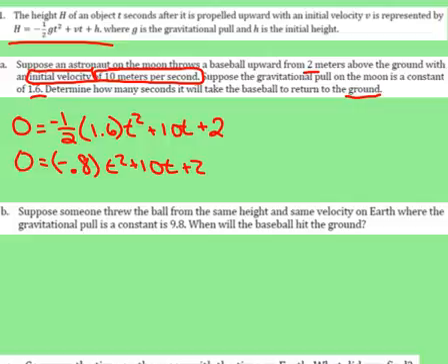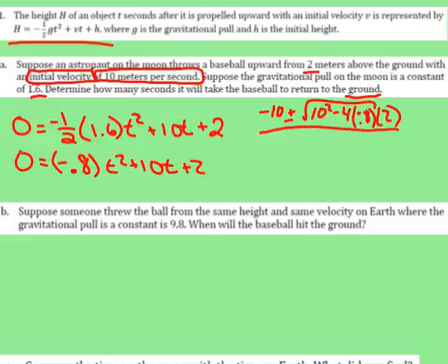Because I realize that I don't want to factor a decimal. So what I would have done is go with the negative 10 as my negative b, then 10 squared minus 4 times a, which is negative 0.8, times 2. And all that has to be divided by 2 times a, negative 0.8.